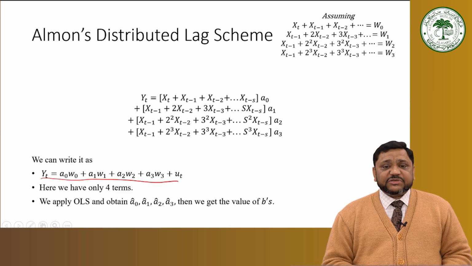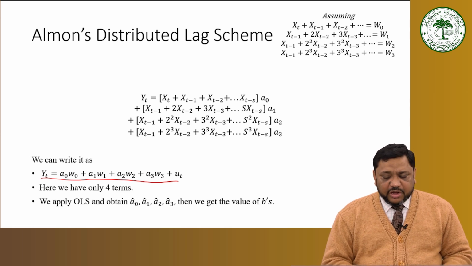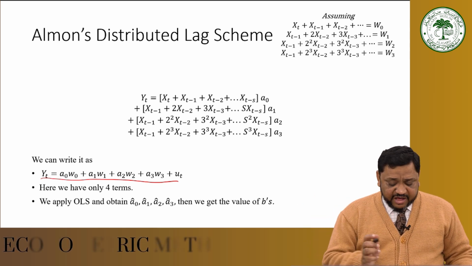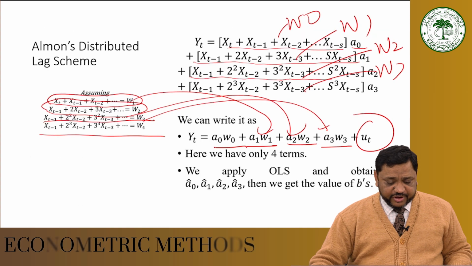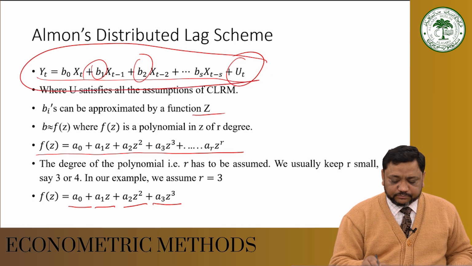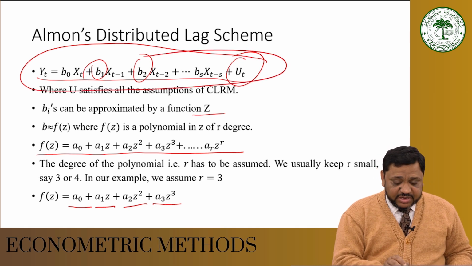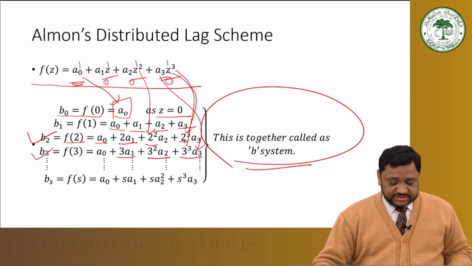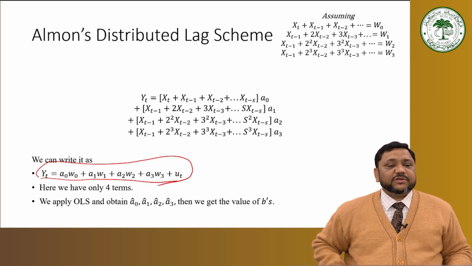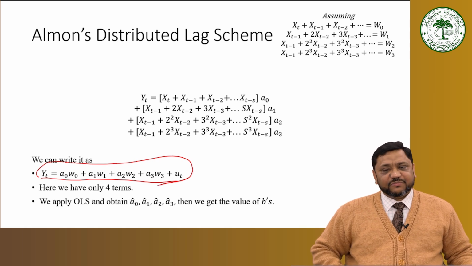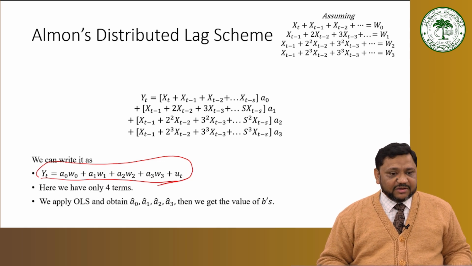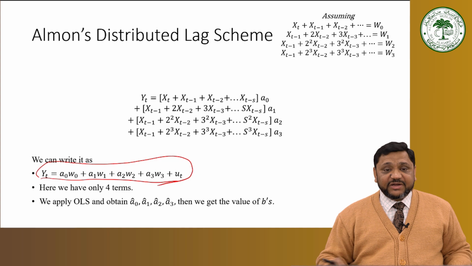So in Almon's distributed lag scheme, earlier we were not sure how many variables we should incorporate. We write our original equation, where there is xt minus 1, xt minus 2 and this is extending. This can be written in this format with only 4 terms. So the actual parameters can be estimated indirectly, and now there is no problem of multicollinearity.